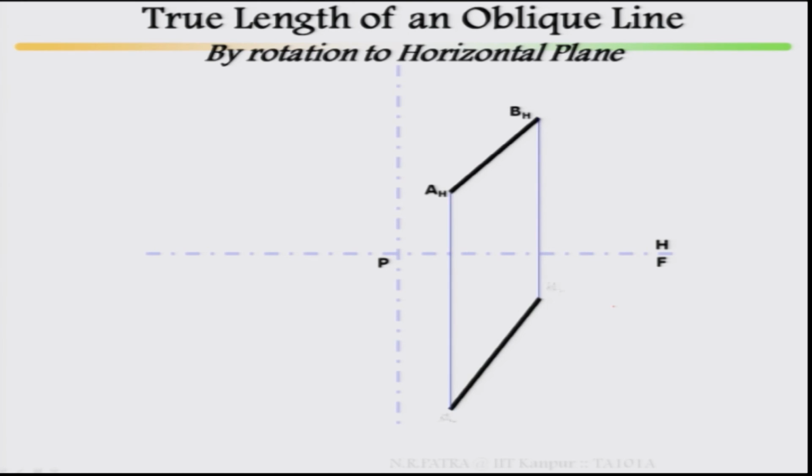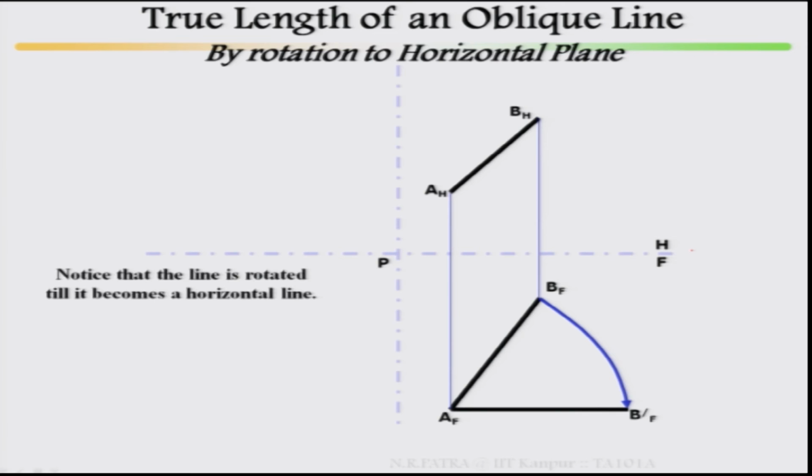Now, the true length of an oblique line by rotation to the horizontal plane, similarly AH BH in the top view, similarly AF BF in the front view. So, it has been rotated in the frontal plane. So, AB is parallel to one of your principal planes, then you project it back. The line is rotated till it becomes a horizontal line, and the true length is obtained in the top view.